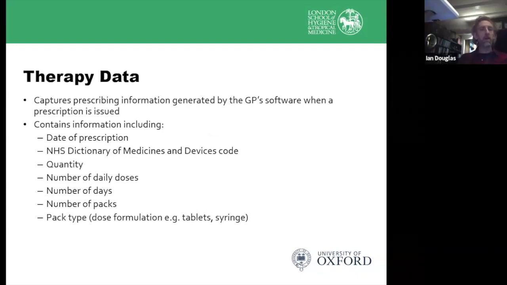We also have extremely good therapy or prescribing data. So whenever a GP prescribes a medication for a patient, this is captured electronically, and all sorts of useful information about the prescribing is captured. And this includes things like the date the prescription was given, the code, the Dictionary of Medicines and Devices code that corresponds with that medication, the quantity, other useful things like the number of daily doses and the pack type, all sorts of things that we might be interested in getting to turn this therapy data into useful information for our research.